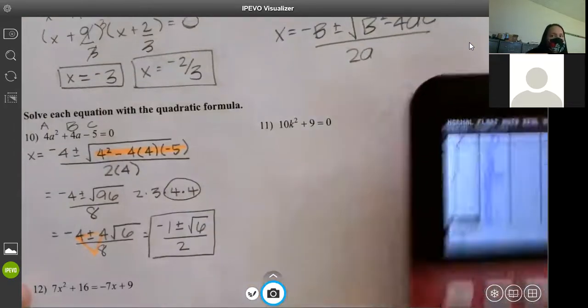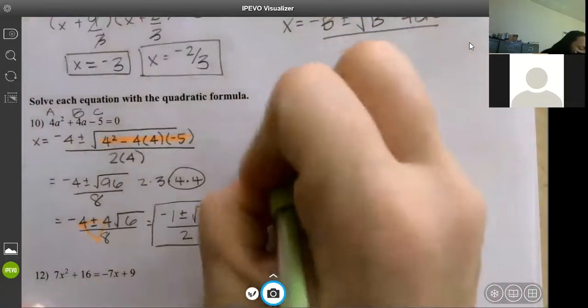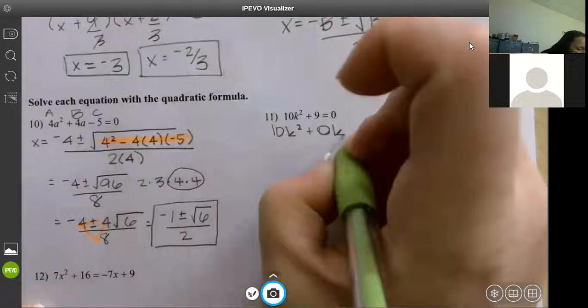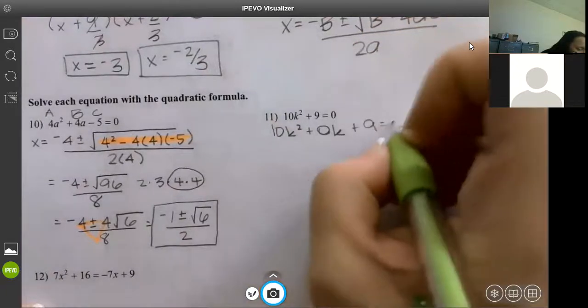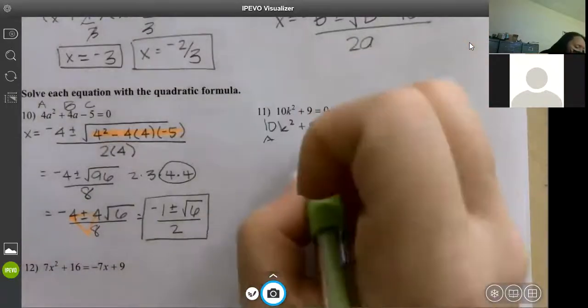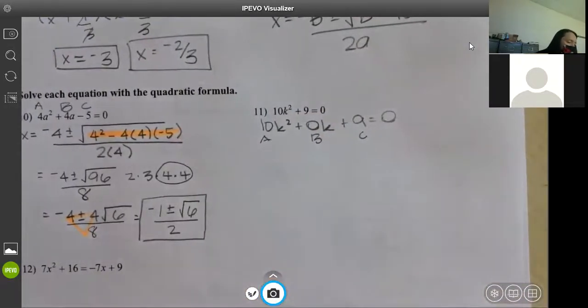All right, the next one. What's weird is that it's missing a term. So this is the same thing as 10k squared plus no k term plus 9. So 0 is going to be your b. There is a better way to solve this. We're just not there yet. Okay, we will get there.